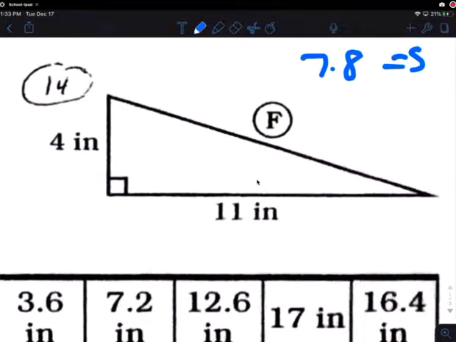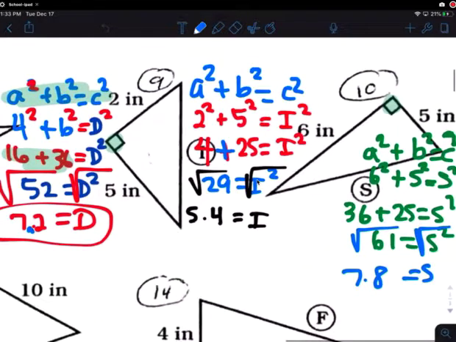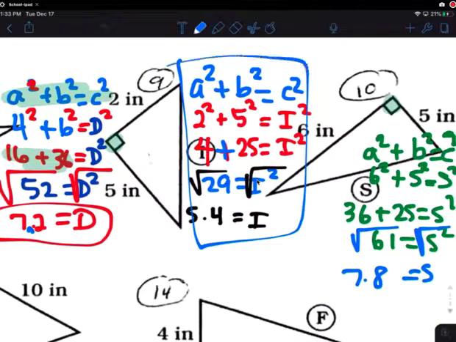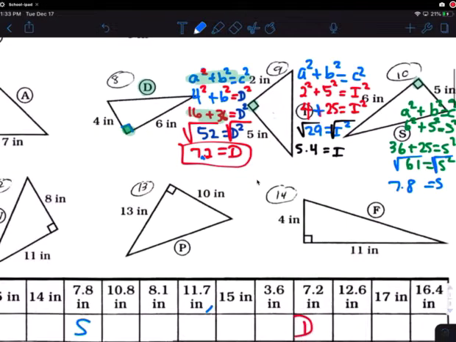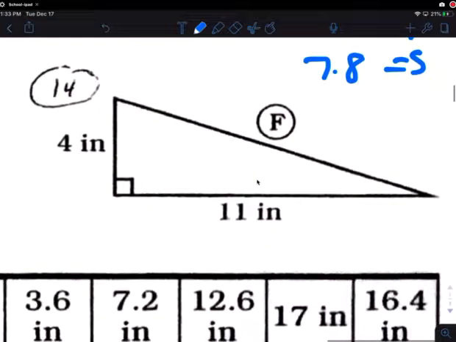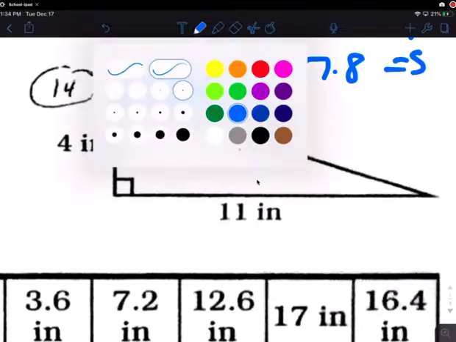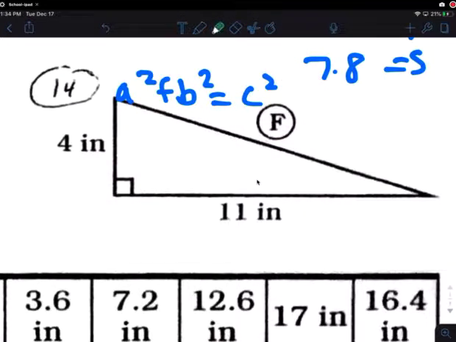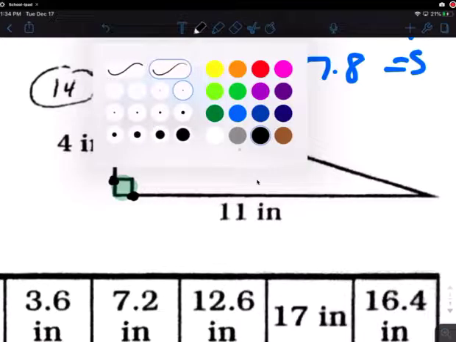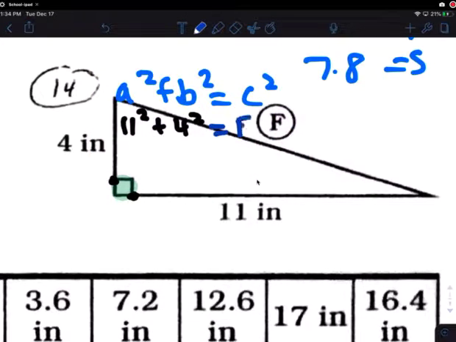Okay, the equation you're going to use, if you're going to use a calculator, is you're going to follow these steps right here. This didn't have enough room, so I'm just going to do a squared plus b squared on the top of the triangle equals c squared. A and B are attached to the 90-degree angle. So 4 and 11 could be A or B. I'm going to use 11 squared plus 4 squared, and C is the letter F.